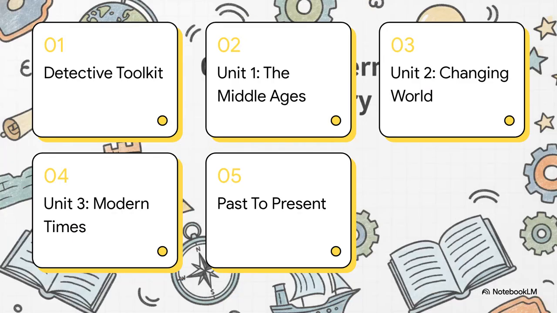So here is our docket of historical mysteries. First, we'll look at the Historical Detective Toolkit. Then we dive into Unit 1, the Middle Ages. After that is Unit 2, Changing World, followed by Unit 3, Modern Times. And finally, we'll wrap up by connecting past to present.